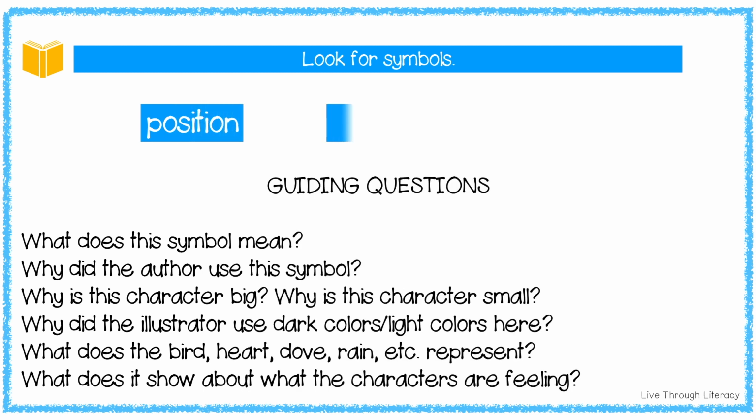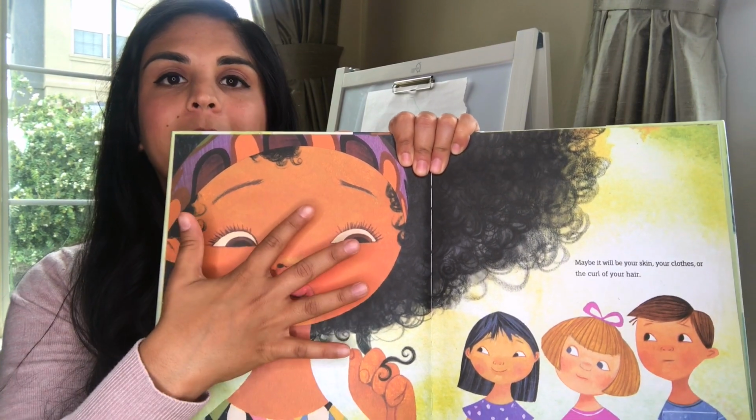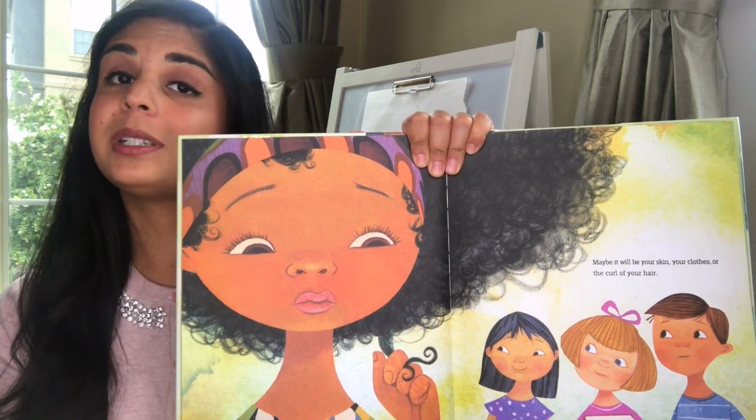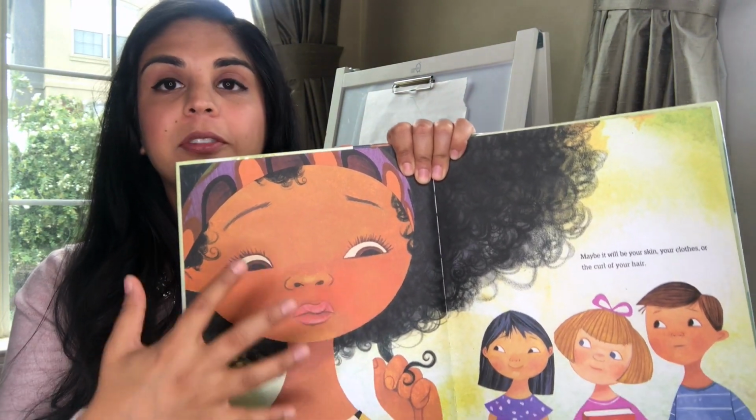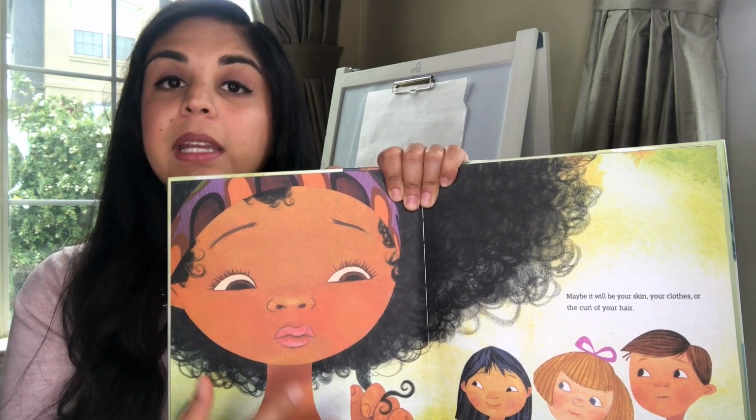The next strategy is one of my favorites, and that is to consider the symbols in the story. Specifically, you should look for position and size of the different characters and objects in the book, along with natural elements. So for example, in The Day You Begin, on this first page, this girl is so much bigger than the way these other characters are depicted. This could symbolize that she feels like she is big and the center of everybody's negative attention.